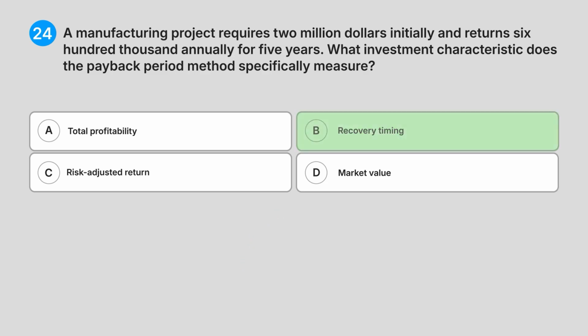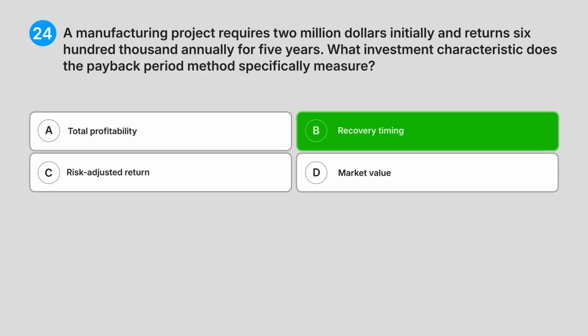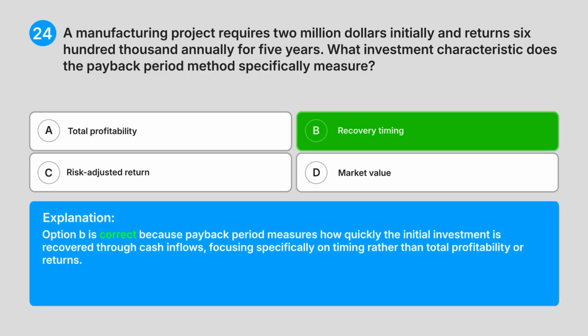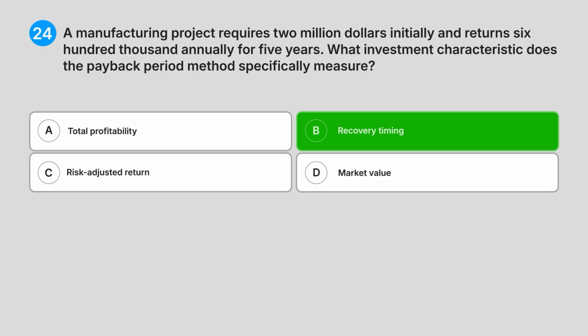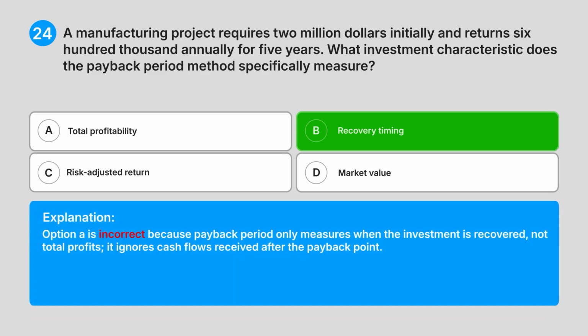Correct answer, B. Recovery timing. Explanation: option B is correct because payback period measures how quickly the initial investment is recovered through cash inflows, focusing specifically on timing rather than total profitability or returns. Option A is incorrect because payback period only measures when the investment is recovered, not total profits. It ignores cash flows received after the payback point.